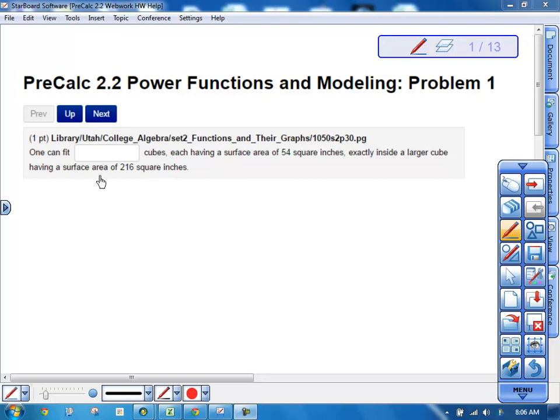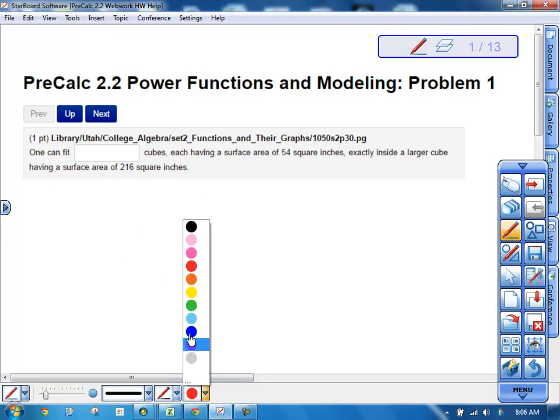Okay, this is 2.2 homework help. A lot of these problems are just going to be application problems because we've already pretty much studied polynomial functions, which are very similar. There's a few other cases where you can have now fractional exponents and negative exponents, but the best way to handle these is just to do some problems that involve various types of power functions.